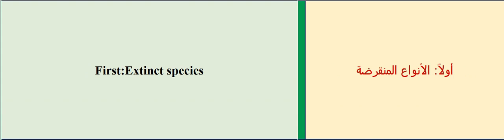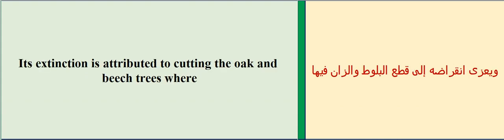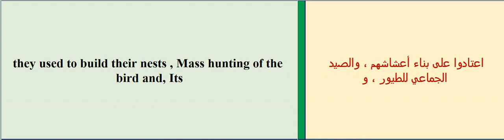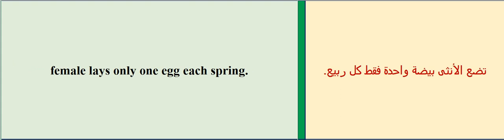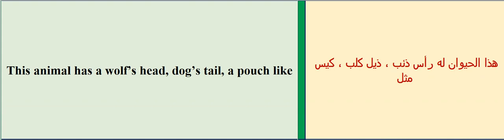First, extinct species. Its extinction is attributed to cutting the oak and beech trees where they used to build their nests, mass hunting of the bird, and its female lays only one egg each spring. This animal has a wolf's head, dog's tail, a pouch like a kangaroo, and striped skin like a tiger.